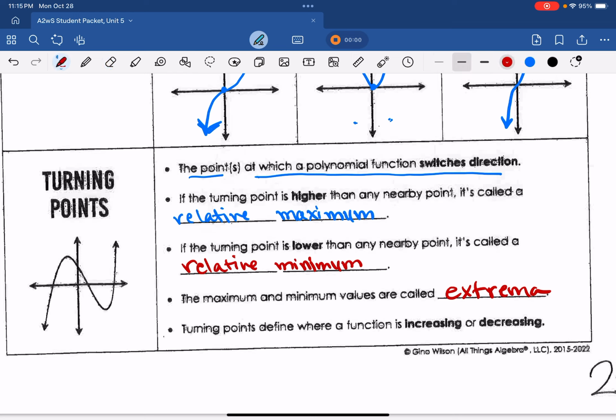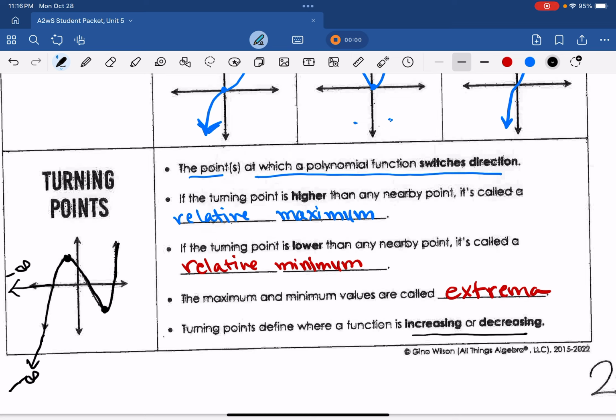All right, so we've got our turning point right here. We've got our turning point right here. So it's where our graph changes from increasing to decreasing, from decreasing to increasing. So when we're talking about increasing and decreasing, we're going to be talking about the intervals on the x-axis over which that occurs. So if we're coming in from negative infinity, okay, here's negative infinity, all the way down here on the left is negative infinity.